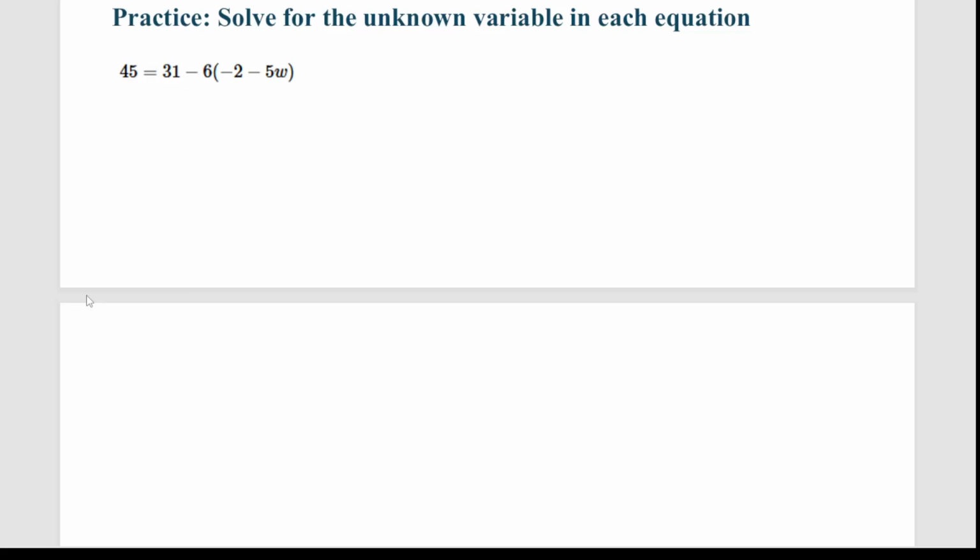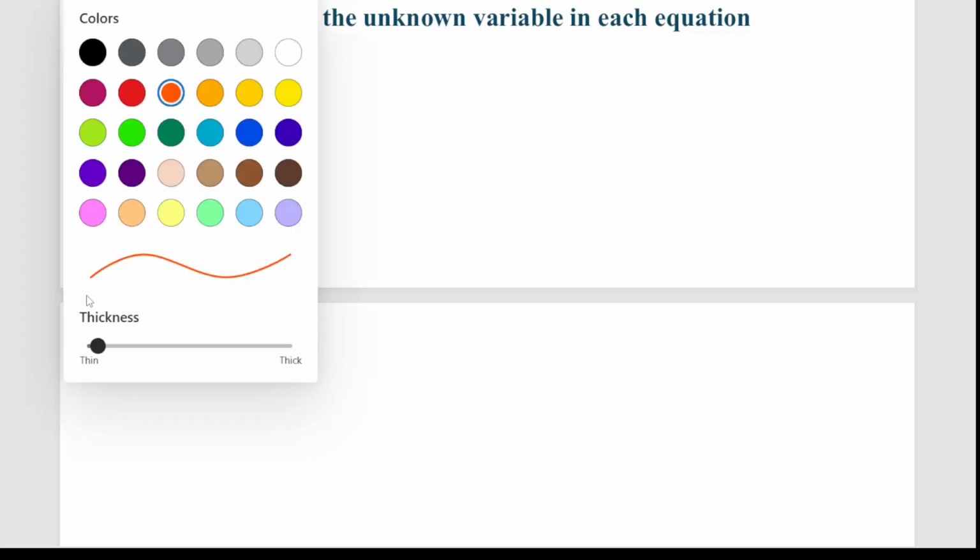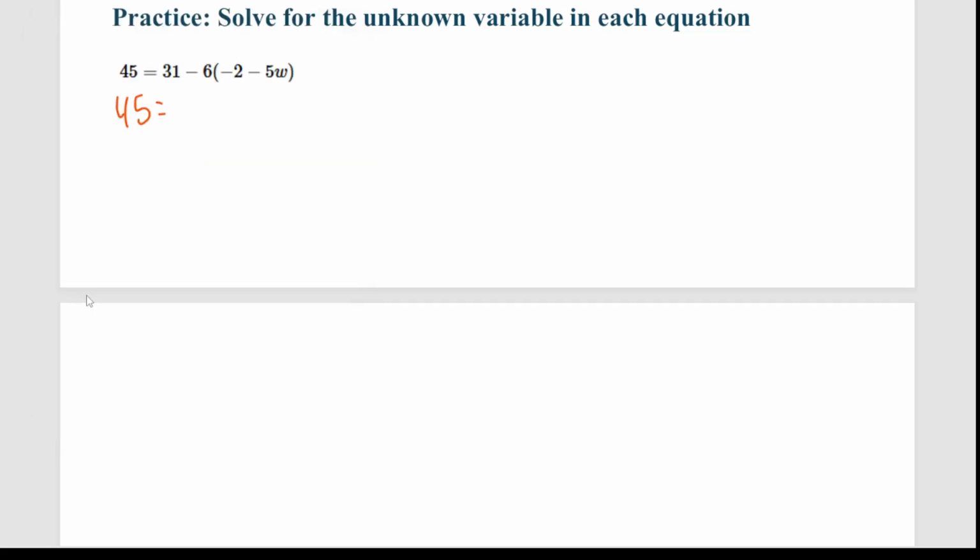So here, my left-hand side is already simplified. It's just a 45. I'm just going to drop it down, leave it as is. My right-hand side is not simplified yet, though. And whenever I have this minus 6 in front of parentheses, I would go ahead and change that to plus a negative, because that's really what you're doing.